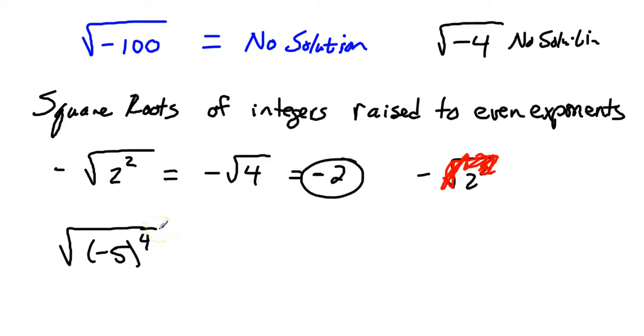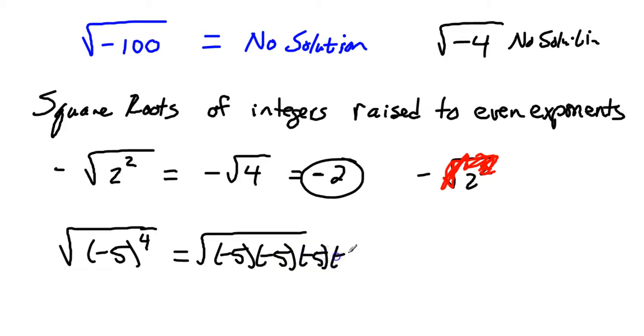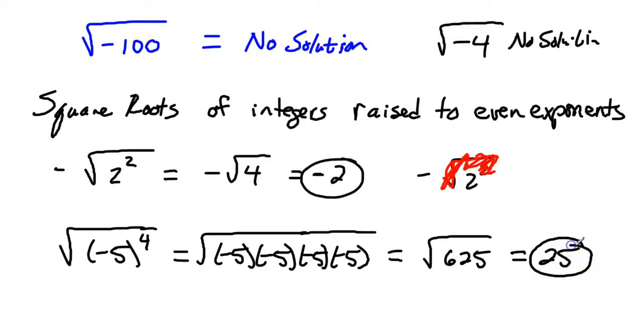Okay, a little different on this one. We're going to do the square root of negative 5 to the 4th power. If you have negative 5 to the 4th power, that means you've got negative 5 times negative 5 times negative 5 times negative 5. Even though they're negative, what happens when you multiply 4 negative numbers together? It becomes positive, right? So then you've got the square root of 625. And if you punch that in, that is 25.